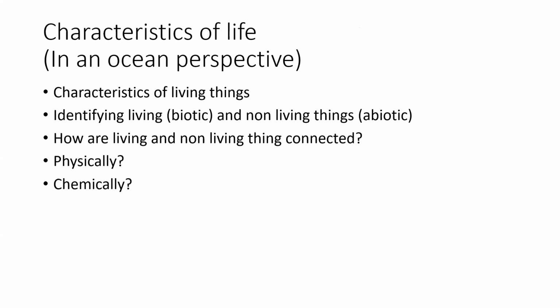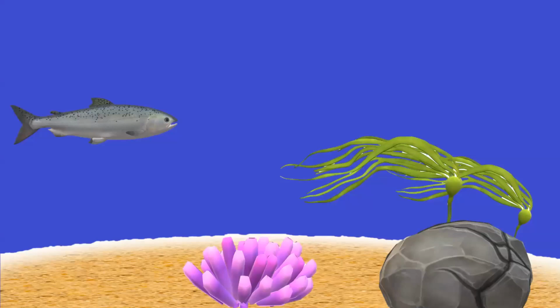So in an ocean perspective, we need to understand what are the different characteristics of life. What are the characteristics of living things? We need to identify between living and non-living things. We need to distinguish between these two. And we need to understand whether and how the living and the non-living things are connected, or are there any connections among the living and non-living things, and are these connections physical or chemical? So basically we try to look at life in an ocean perspective, as most of you will be working at sea, or working in a coastal environment at least.